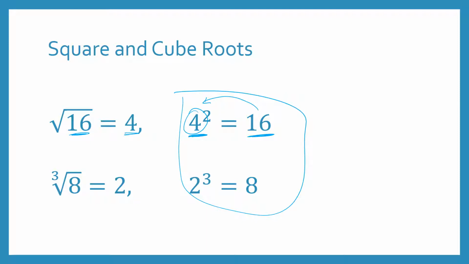A cube root is the same thing, but with cubing. So instead of squaring, we go 2 to the power of 3, which gives us 8. A cube root undoes this operation here. So we get the cube root of 8 equals 2.